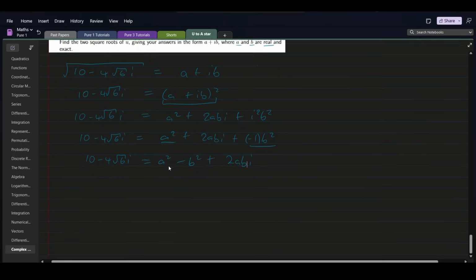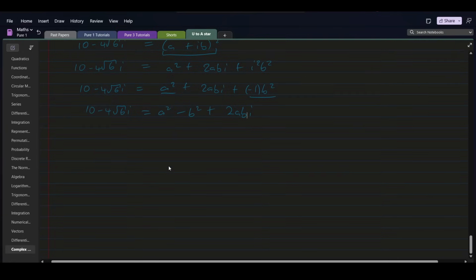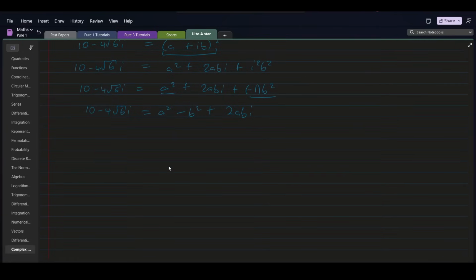Now we're going to compare the real parts on one side to the real parts on the other side, and the imaginary parts on one side to the imaginary parts on the other side. So we've got 10, that's the real part on the left hand side, and a squared minus b squared is the real part on the right hand side. So we've got 10 is equal to a squared minus b squared, and then the imaginary part, -4 root 6. We don't have to include the i. -4 root 6 is equal to 2ab.